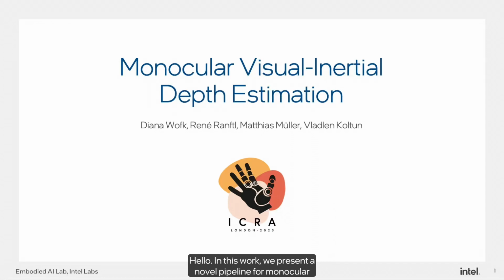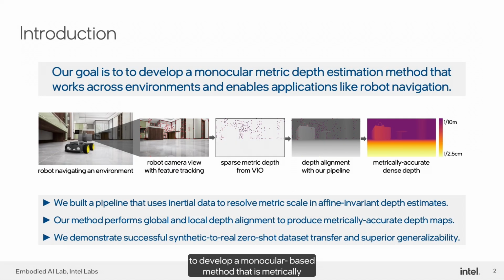Hello. In this work, we present a novel pipeline for monocular depth estimation using visual and inertial cues. Our goal is to develop a monocular-based method that is metrically accurate and can generalize well across environments. We are motivated by applications that require dense metric depth, for instance, scene reconstruction and mapping in robot navigation.